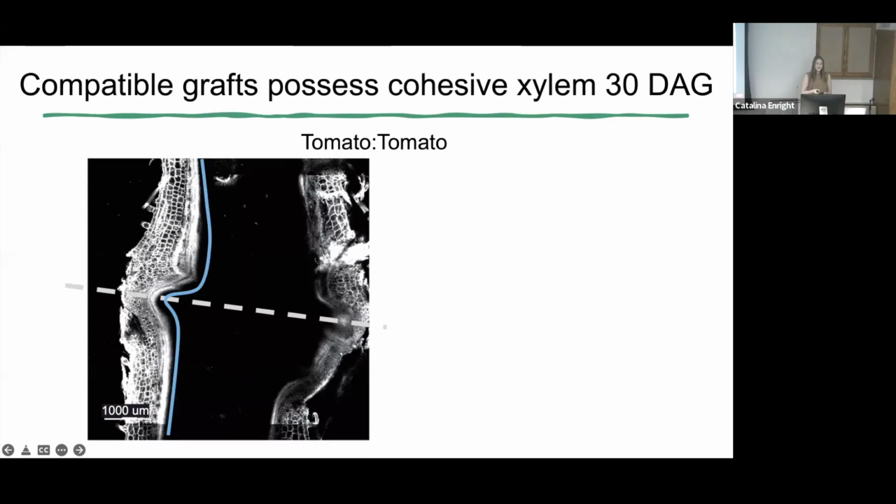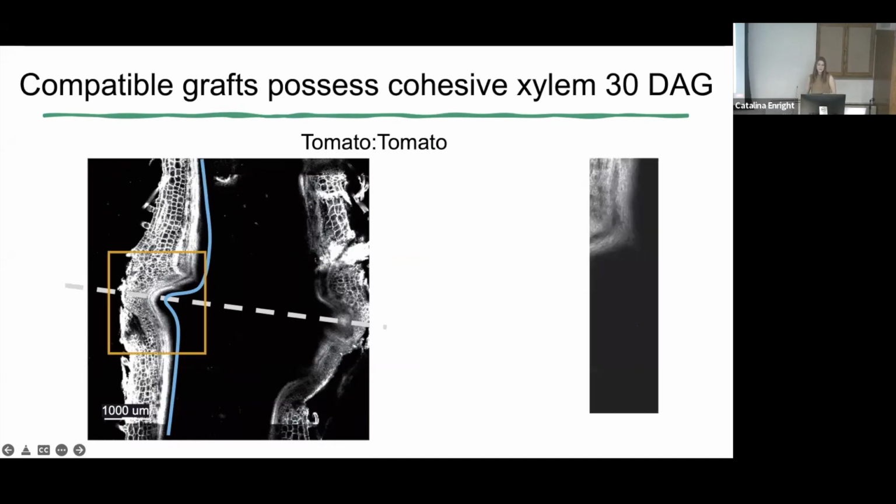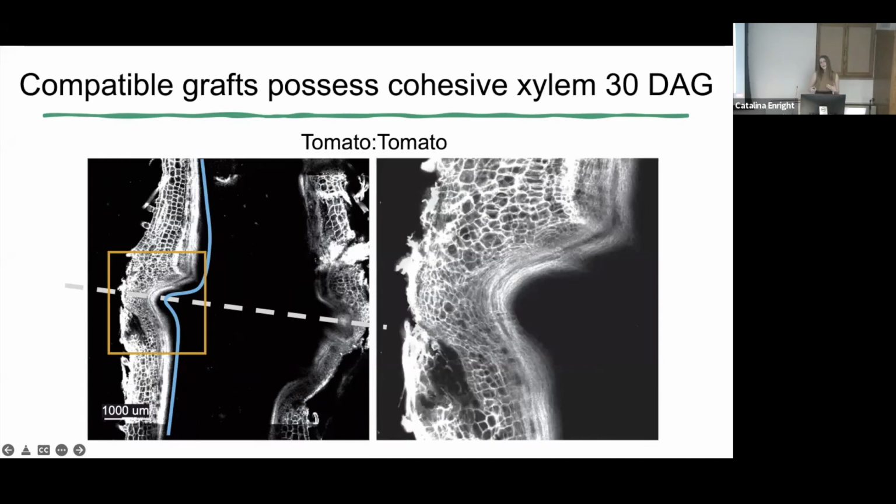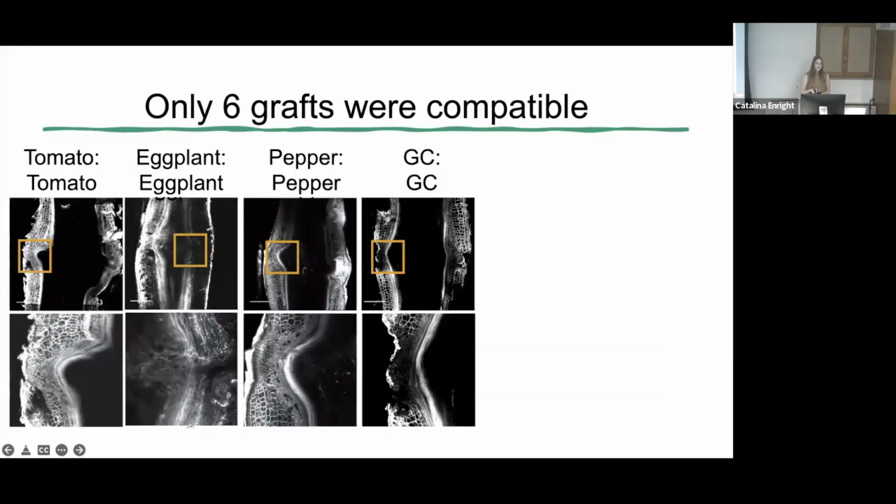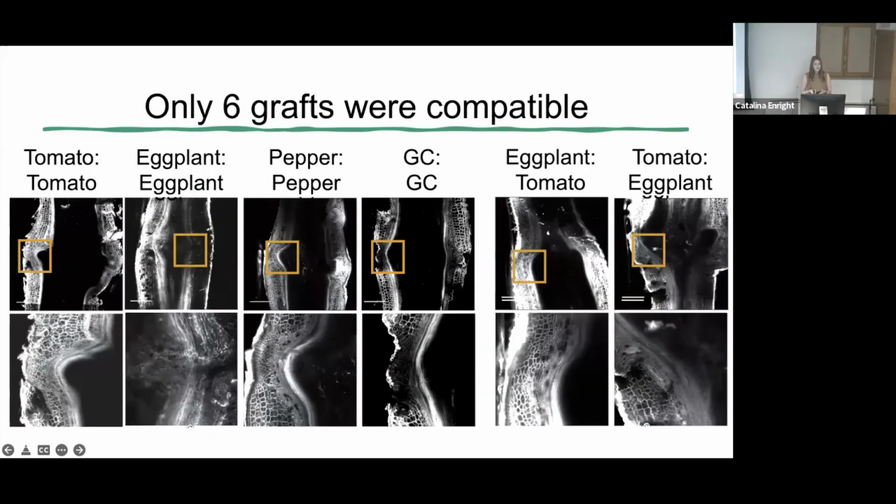And this blue line is running right next to the xylem. So the xylem is very bright white here, very easy to pick out. And if we zoom in on this to make it really clear, you'll see that the xylem cells that span the graft junction are very cohesive, they're very organized, and you can actually follow a single file of cells all the way through. So that it's very coordinated. And so we see this with all of the self-grafts as well as tomato and eggplant.